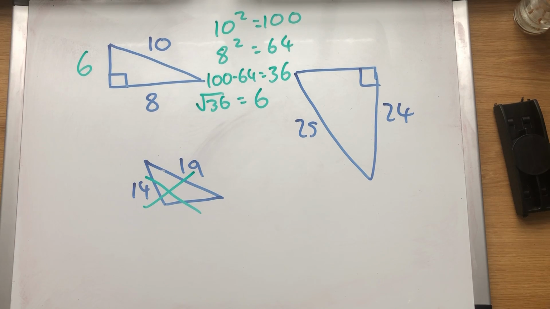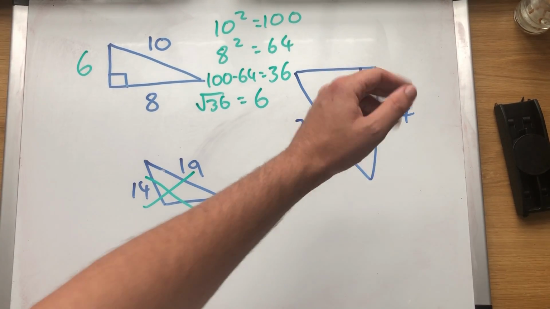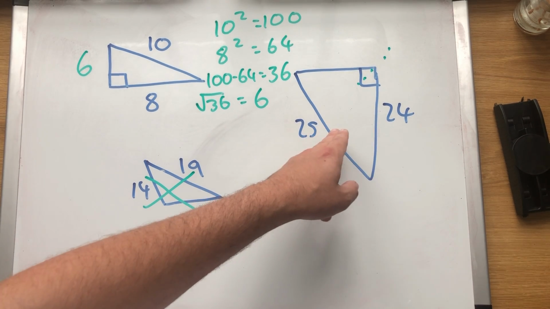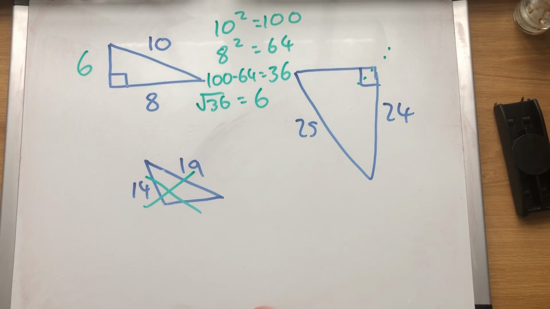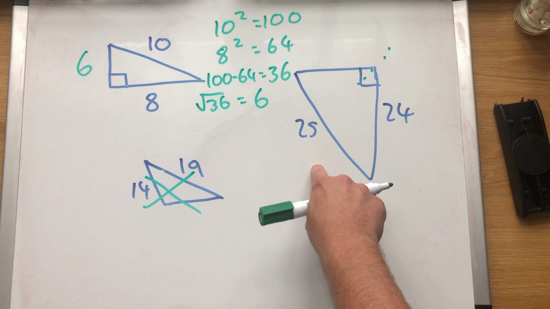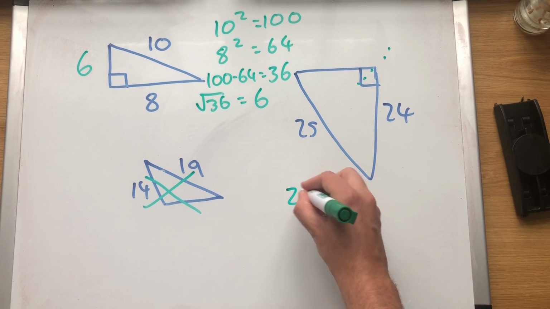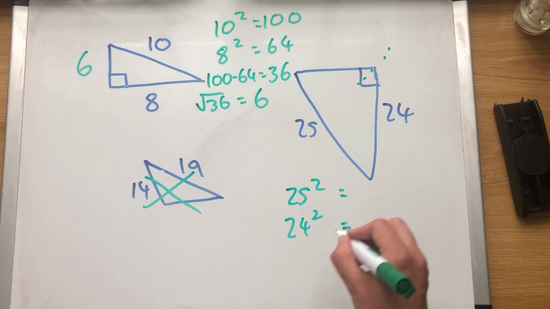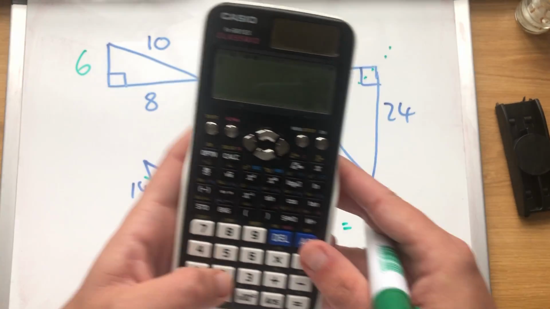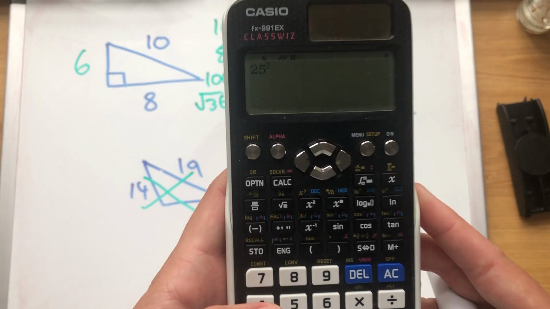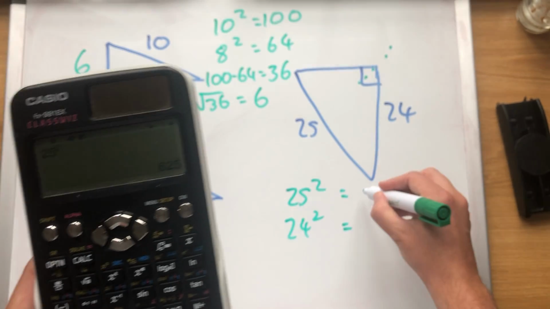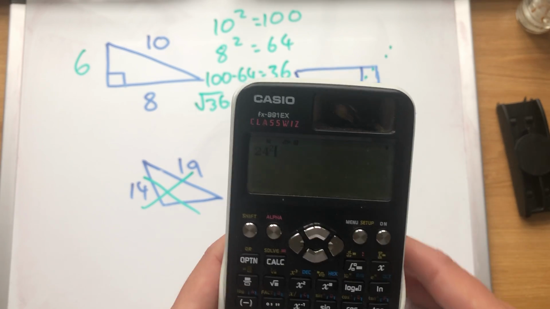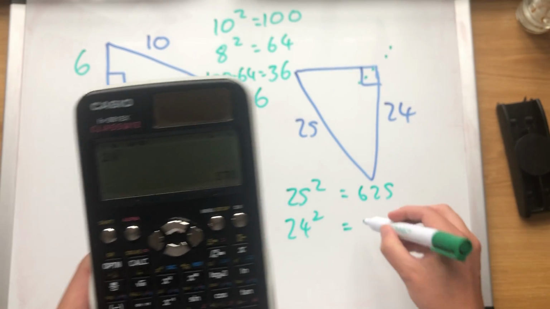This one here, is it a right angle triangle? Yes, which means where's our hypotenuse? 25. So we're going to do square everything, subtract, root. So 25 squared, 24 squared. We're going to get our answers. 25 squared, 625. 24 squared, 576.